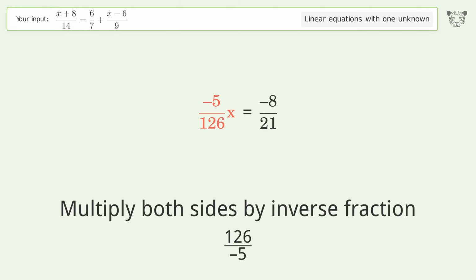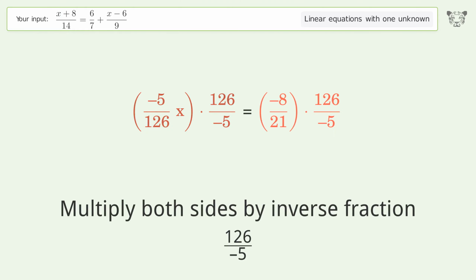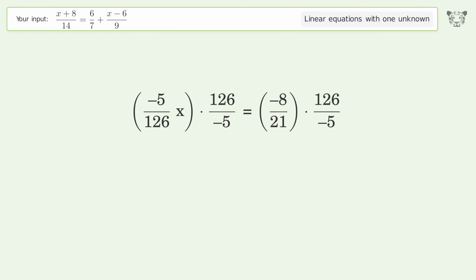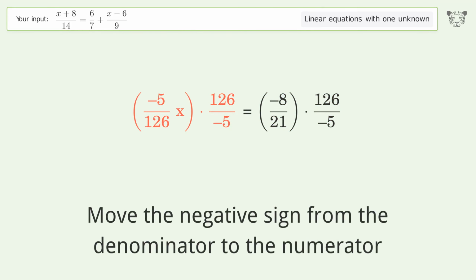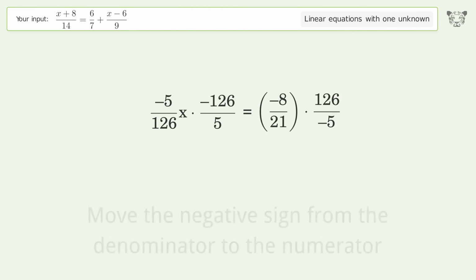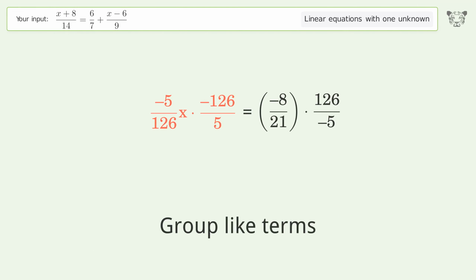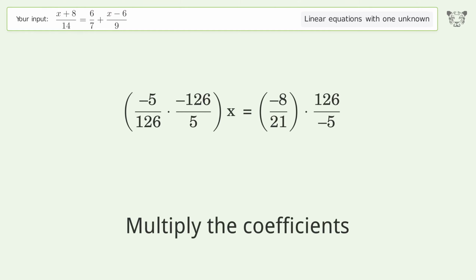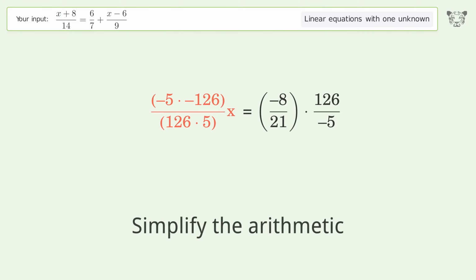126/5. Move the negative sign from the denominator to the numerator. Group like terms. Multiply the coefficients. Simplify the arithmetic.